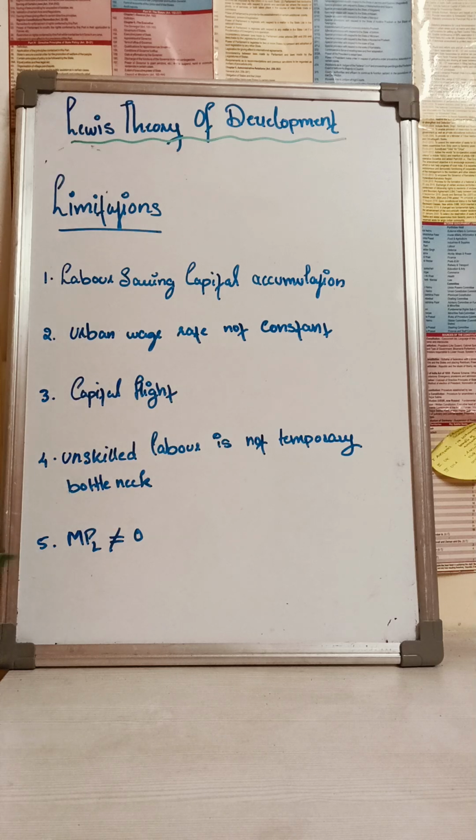Fifth, the marginal productivity of labor is not zero. The theory assumes that the marginal productivity of labor in the agriculture sector is zero. So if some labor is removed from the agriculture sector, it will not affect the production. But that is not true.